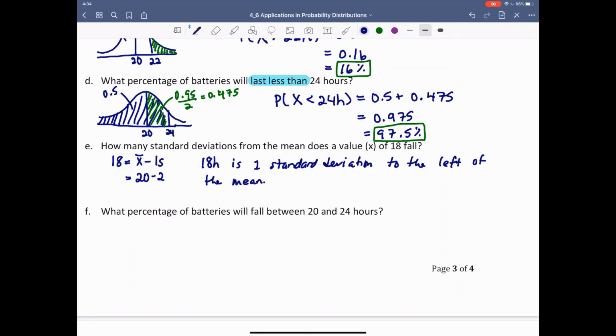And then part F, what percentage of batteries will fall between 20 and 24 hours? We draw a sketch. So we have 20, 24 hours, which has 2 standard deviations between those two values.